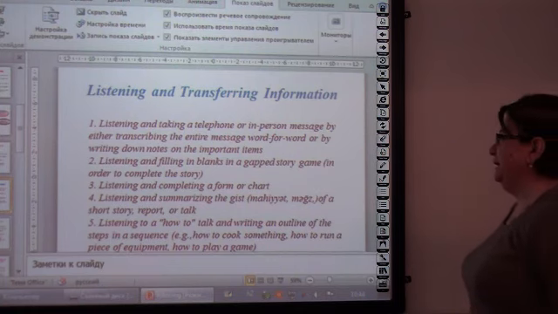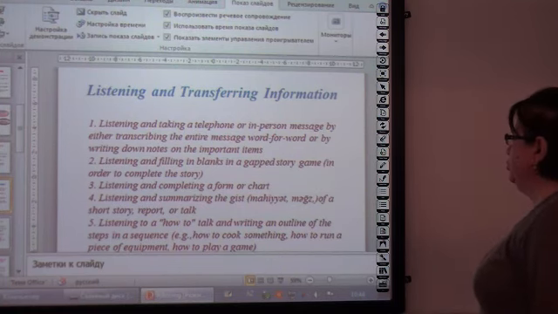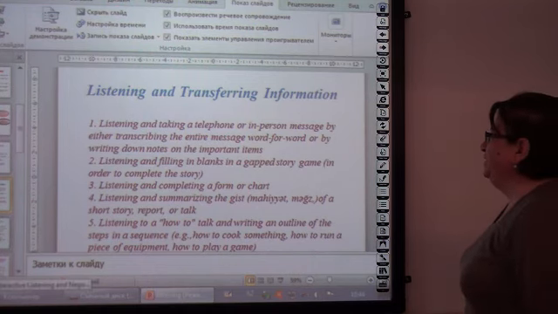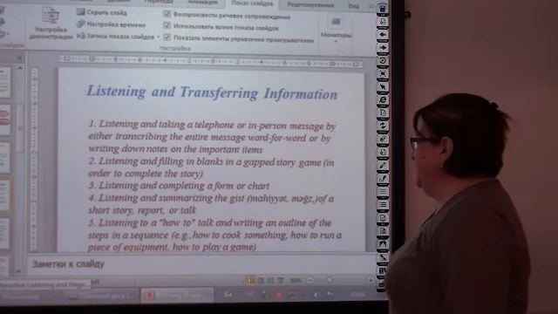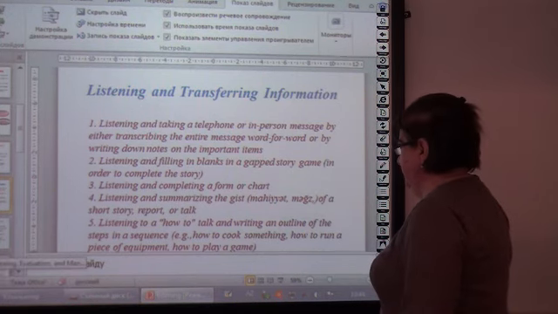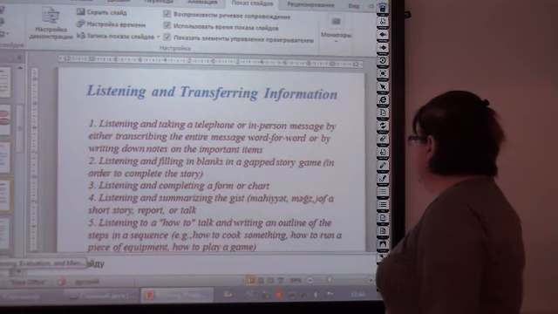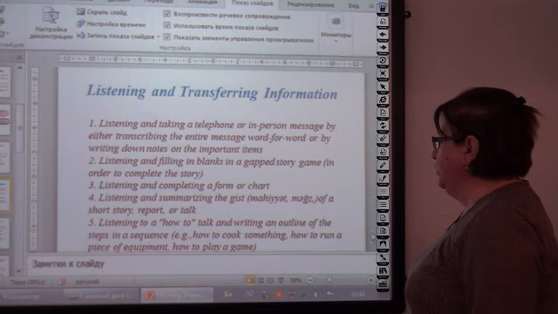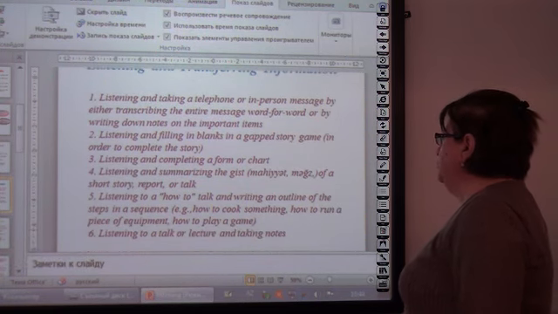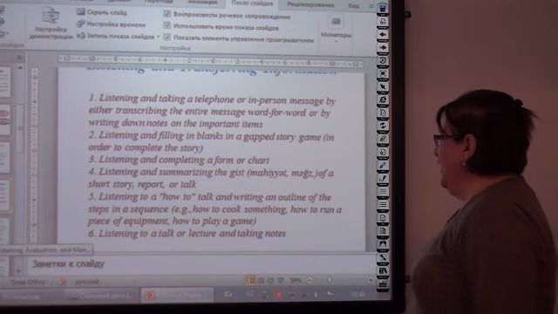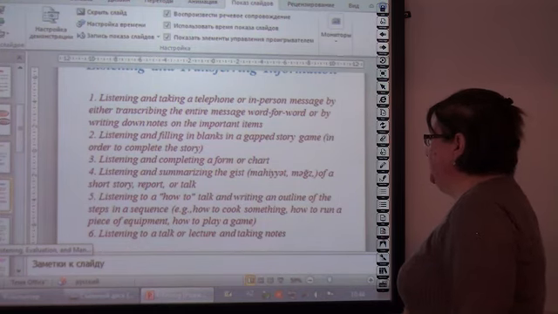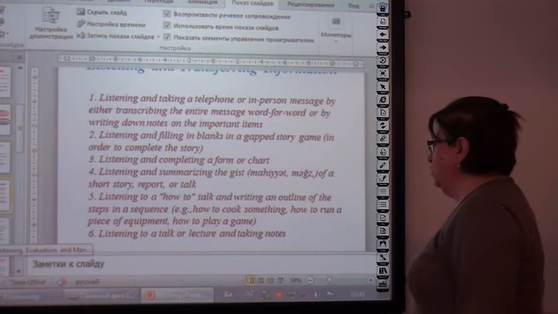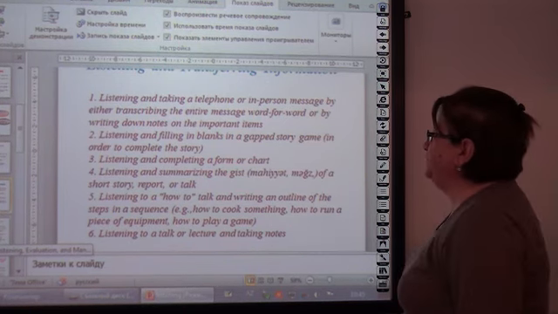Listening and filling in blanks in a gap story game. Then listening and completing a form or chart. Listening and summarizing the gist of a short story, report, or talk. Listening to how to cook something, how to run a piece of equipment, how to play a game. Listening to a talk or lecture and taking notes.